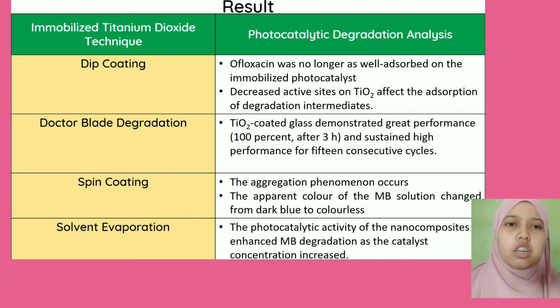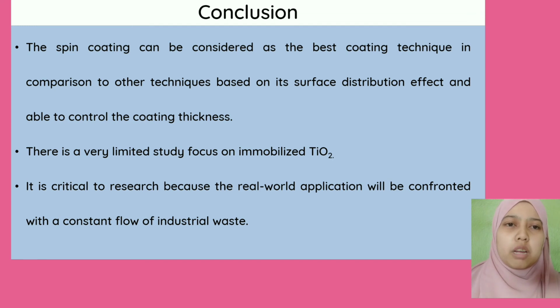As for the conclusion, all coating techniques show a comparable photocatalytic activity in the degradation of dye. Spin coating can be considered the best coating technique in comparison to the other techniques based on its surface distribution effect and ability to control the coating thickness. The SEM images show that a smooth coating can be easily obtained under all techniques except for dip coating, where a cracked surface was formed. There is very limited study focused on immobilized titanium dioxide.